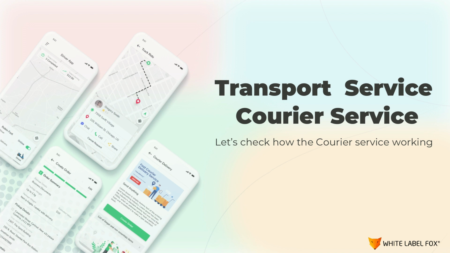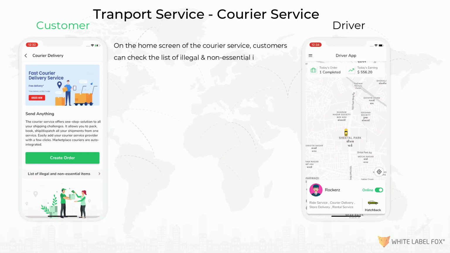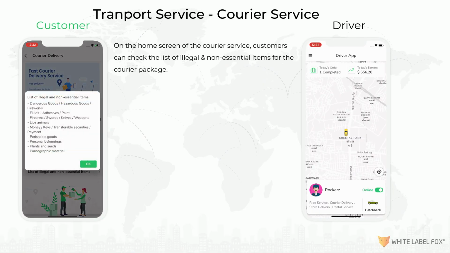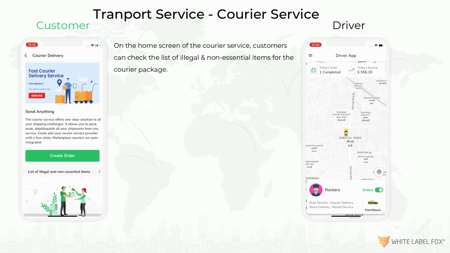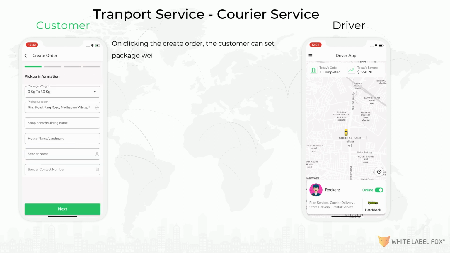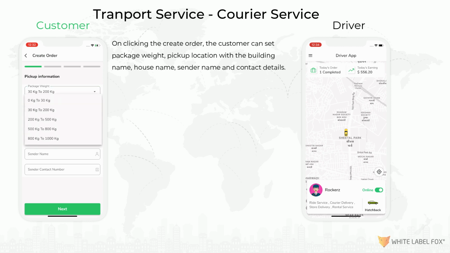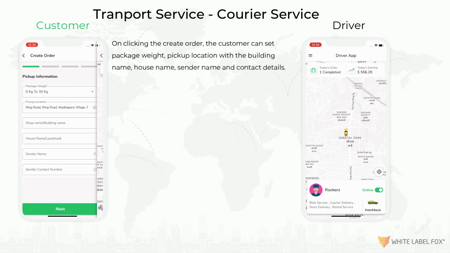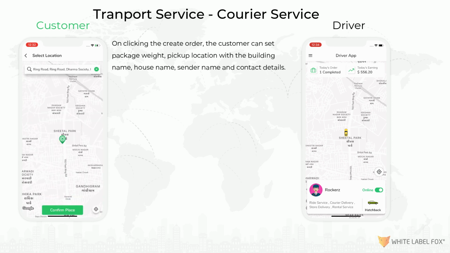Let's check how the courier service works. On the home screen of the courier service, customers can check the list of illegal and non-essential items for the courier package. On clicking Create Order, the customer can set package weight, pickup location with the building name, house name, sender name, and contact details.